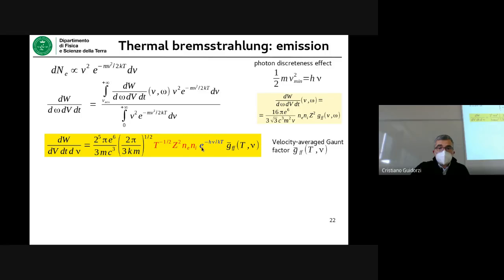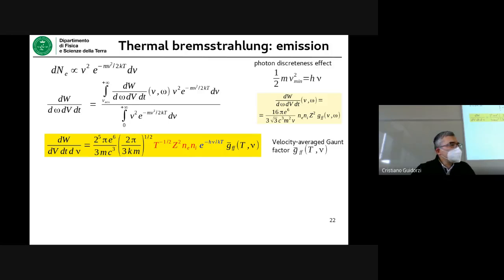The new one is this one here, in blue. The dependence on frequency, you see, is an exponential: minus h nu over kT. It means that when h nu, the energy of the photon, becomes much larger than kT, this power drops. And this makes perfect sense. When you consider photons with energy much larger than kT, kT is the typical kinetic energy of the population of electrons. So if you want photons much more energetic than the typical kinetic energy of the electrons, of course there are very few.